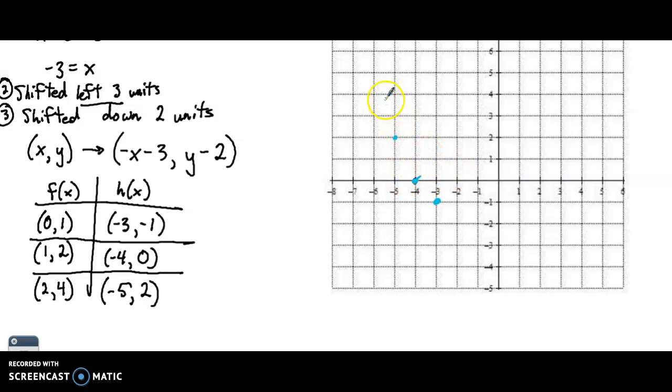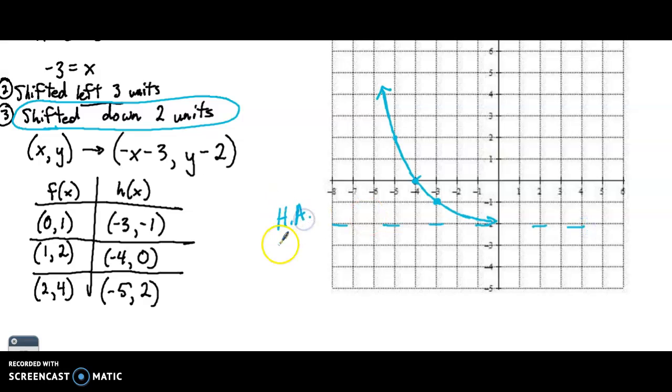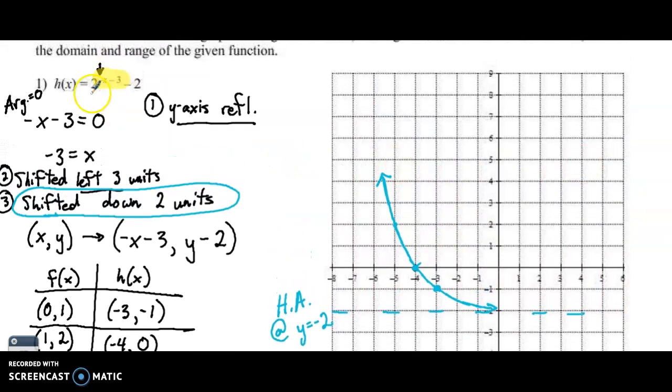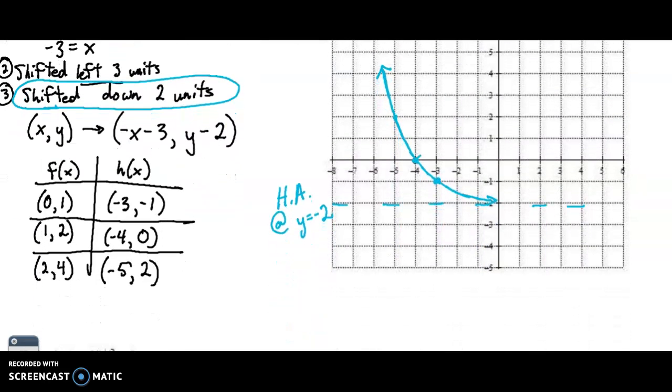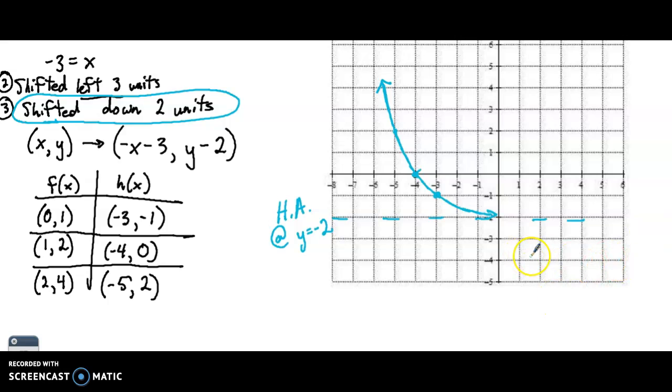And as you connect these dots, it's pretty clear that your horizontal asymptote, at least I think it's clear, is y equals negative 2, which should make sense because we're shifted down 2 units. So we have a horizontal asymptote at y equals negative 2. We have decay because we had a base that's larger than 1 with 1 reflection. So that makes perfect sense. And I'll have to see you in the second video for the rest of the notes.